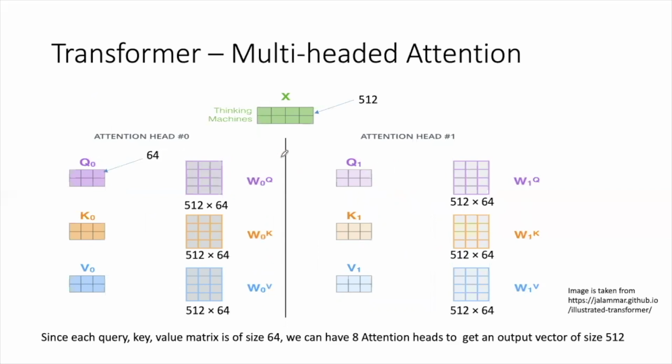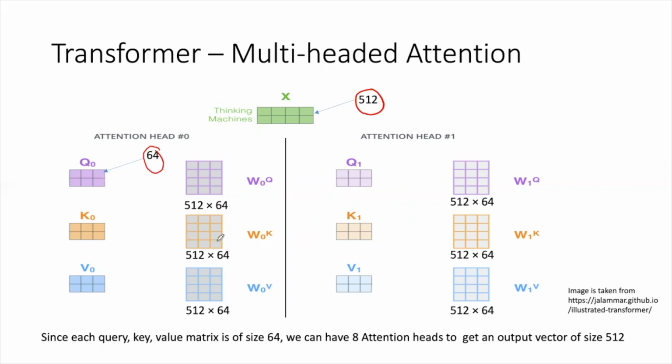Previously we saw that query, key and value matrices generate query, key and value vectors. And now the query matrix helps in doing a linear transformation to a different space. So let's say the dimension of the initial word is 512, and we transform it into a 64-dimension query vector, value vector, and key vector.